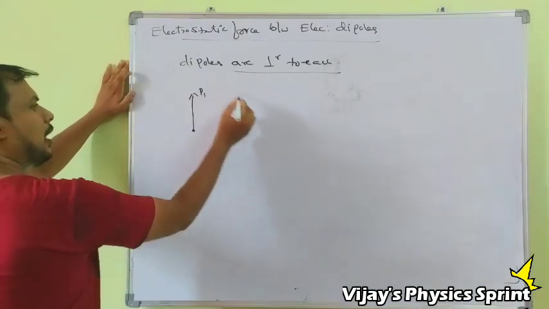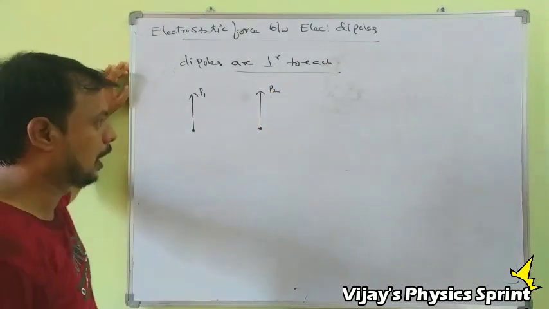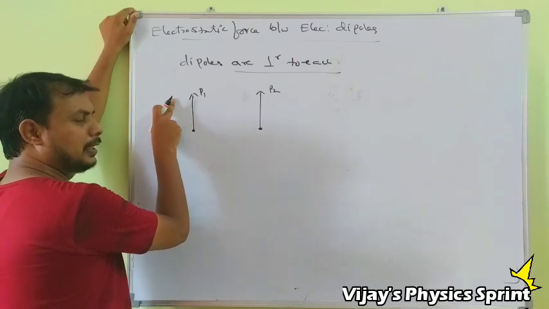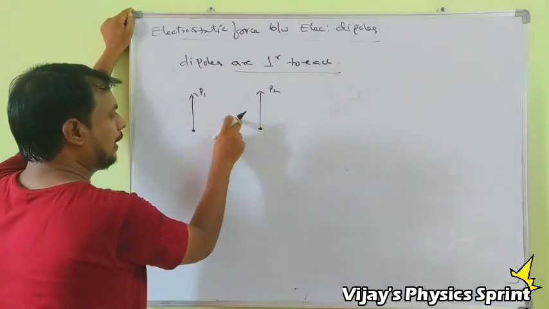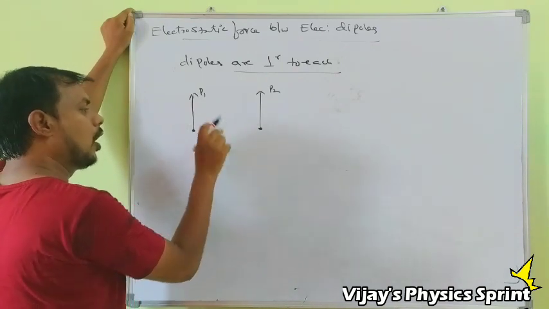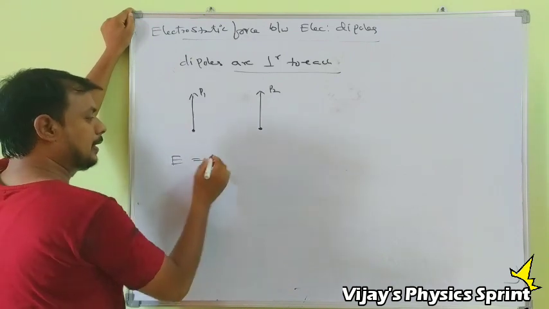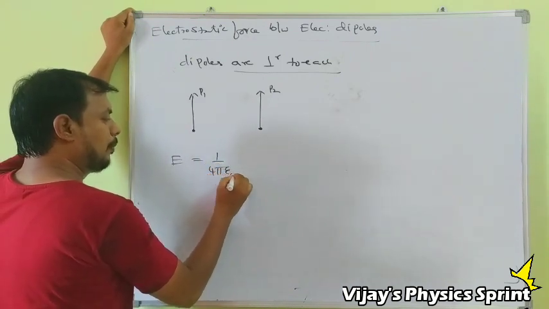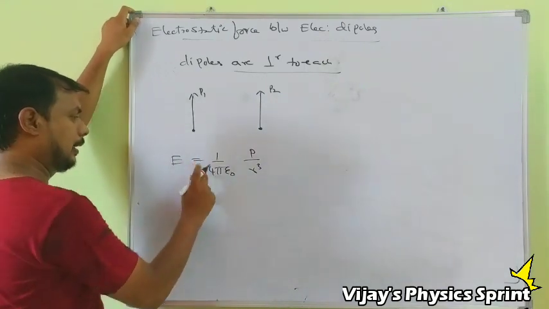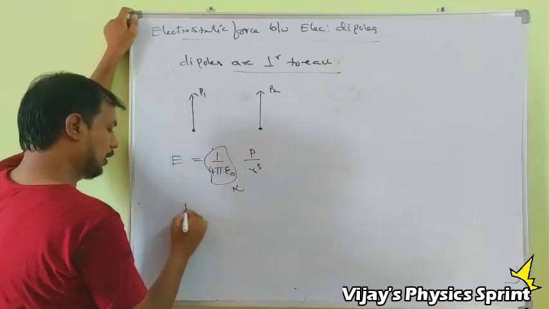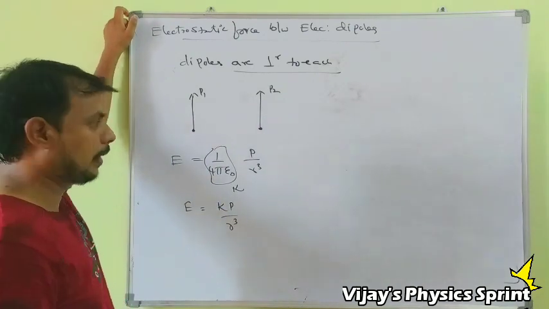Now the other case: minus charge to plus charge for the first dipole, and second is P2, with minus Q2 and plus Q charge. So the electric field intensity is in this direction, and the dipole moment vector in this direction. So the electric field is along the equatorial line. Along the equatorial line, the electric field intensity equals 1 by 4 pi epsilon naught P by R cube, taken as K as a constant. So E equals Kp by R power 3, right?